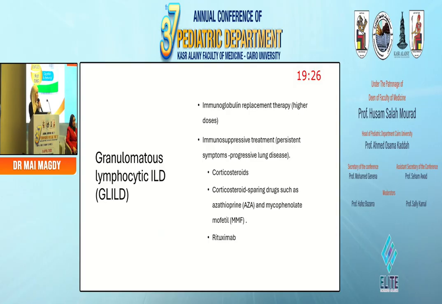immune deficiency patients. Immune suppressive treatment is only needed if the patient has persistent symptoms or progressive lung disease, starting with the corticosteroids. Then if there are any problems with the steroids or we need to spare steroids, we shift to azathioprine or MMF. And the last option is rituximab in very severe cases, and it can be done as monotherapy.